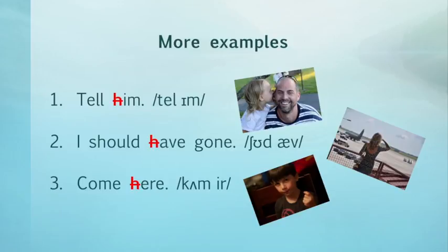Here are a few more examples. Number one, tell him. Tell 'im. Number two, I should have gone. I should 'ave gone. Number three, come here. Come 'ere. With number three, here can end up sounding like ear, the thing on the side of our head, which can be confusing when you're trying to identify words in spoken English.